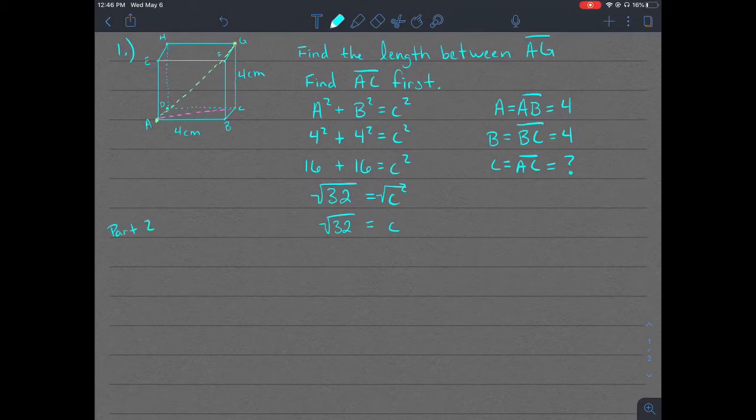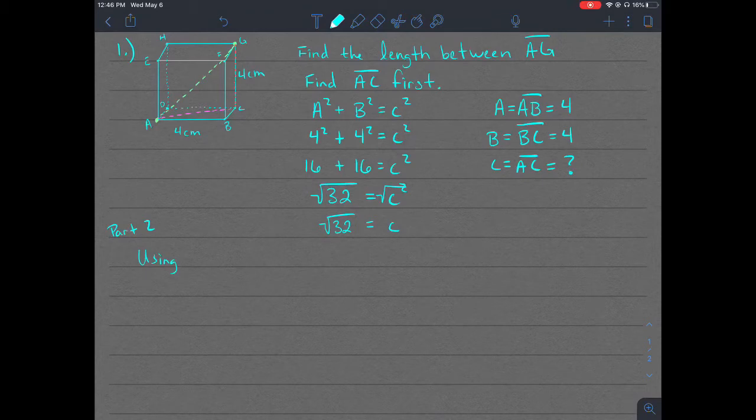Okay, this is where we actually find the length of AG. Because now we have all the lengths we need. We have the red length. We just found the pink length. Now we need to find the green length. Okay, so follow me.